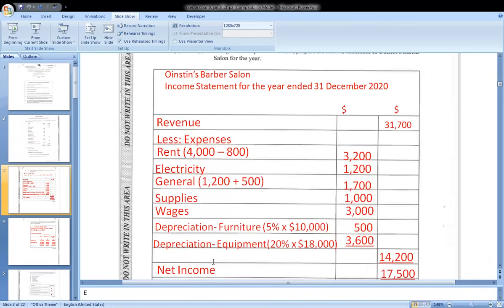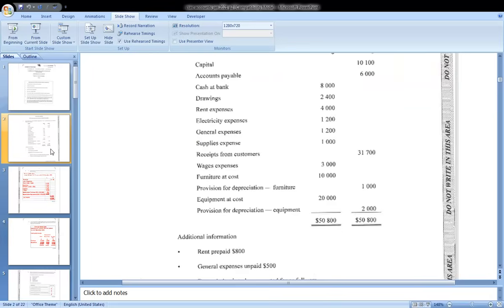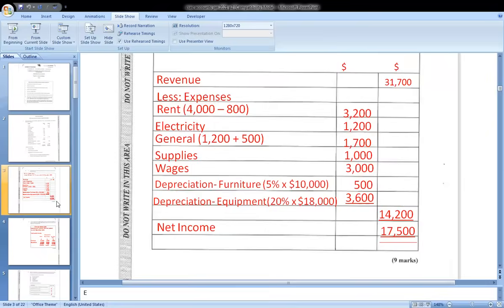As we got our information, we took it from our trial balance. So our revenue is 31,700. We know that's credited. Then we less our expenses, rent, which is 4,000. And remember, they have given us information here, which says rent prepaid 800. So therefore, we deduct that 800 from 4,000. We get 3,200. That's a debit balance.